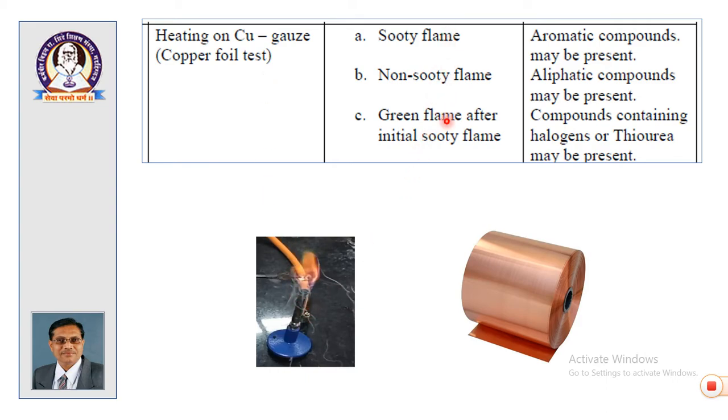So, three observations are there: sooty flame, non-sooty flame, green flame after initial sooty flame. Sooty flame directly indicates an aromatic compound. Non-sooty flame indicates aliphatic compounds may be present. Green flame after initial sooty flame: you will get soot initially, but later on it will become green. So, compounds containing halogen or thiourea, urea may be present. So, that is the difference: sooty, non-sooty, green. So, this is a flame test.